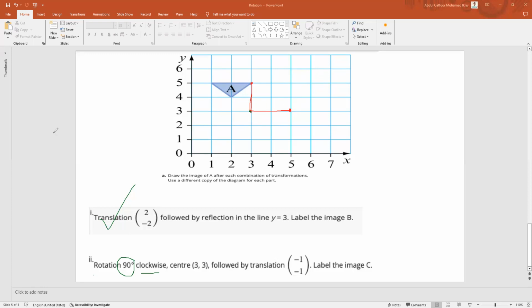Then I'm going to consider the second point. So this point and this point. If I join these 2 points, this line is confined by one cell. If I rotate it 90 degrees, this line will come here. So this line is rotated clockwise through 90 degrees.